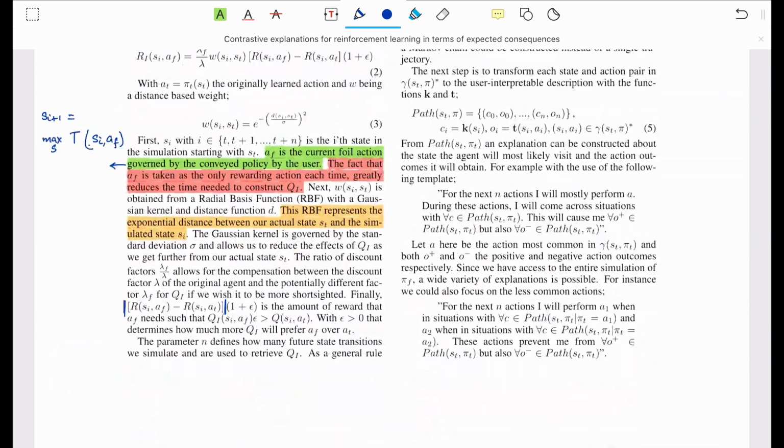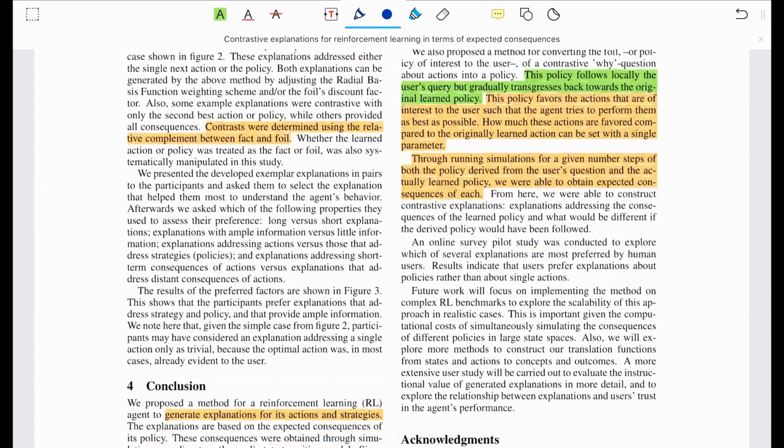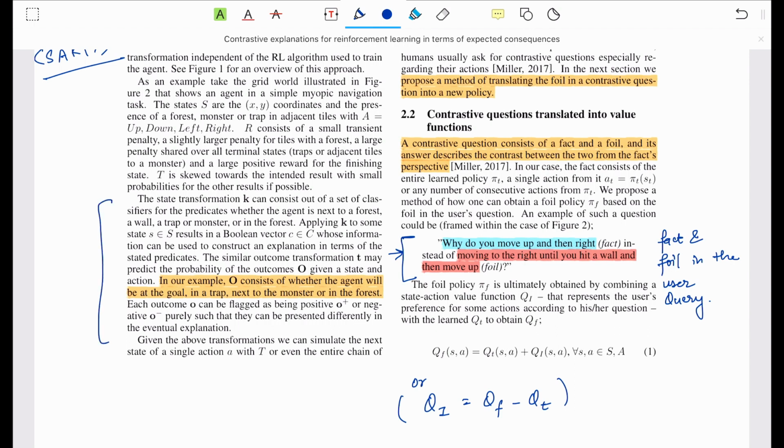The authors also make note of this in one of their examples, where they say that k can consist of a set of classifiers for predicates like next to a forest, wall, trap, or in the forest. We can apply these k binary classifiers to get whether these concepts are true or false in that state. Then we can define the outcome in a similar fashion. That is, these outcomes can also be like, am I in a trap, or am I in the forest, or am I next to the forest?